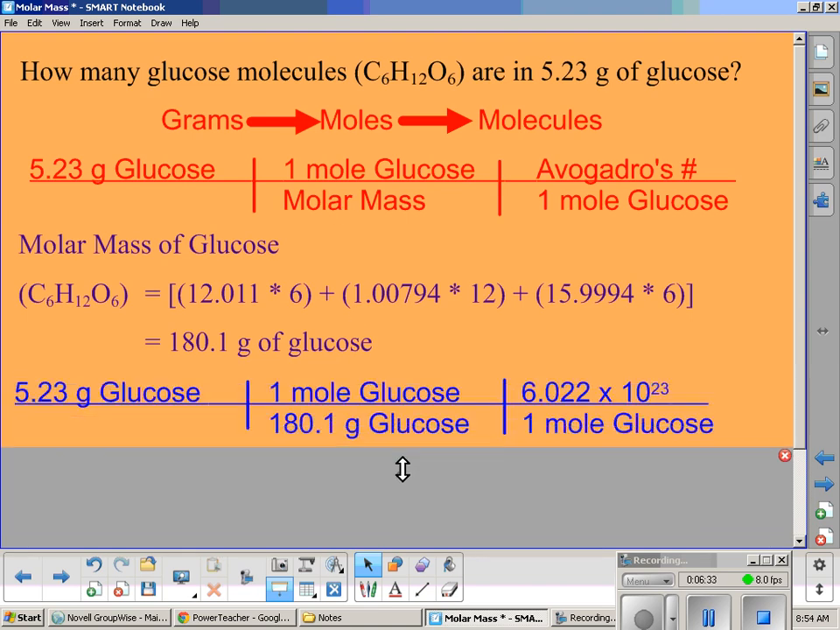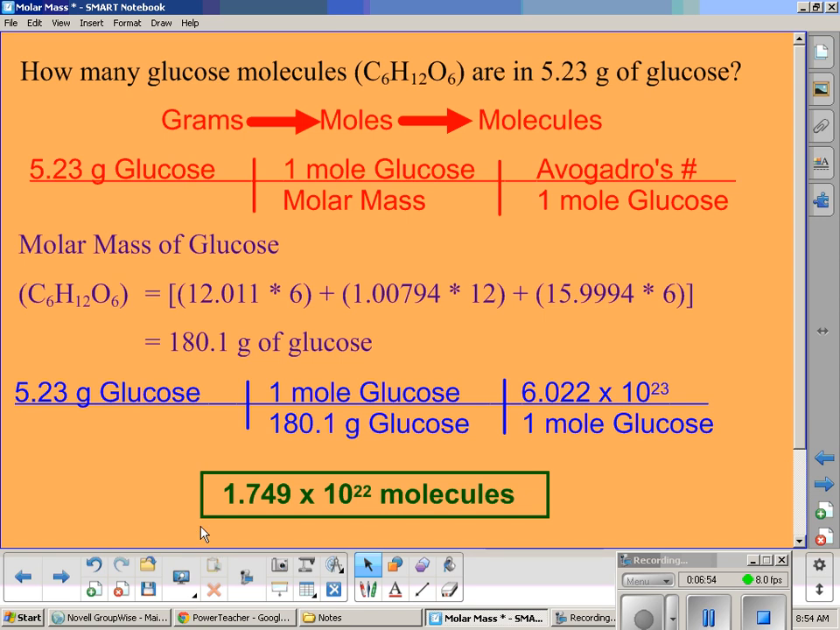Let's plug in our numbers. Okay, so what we initially started with, this many grams of glucose divided by the molar mass of glucose, and here we have Avogadro's number over 1 mole of glucose, and this should get us to our answer.